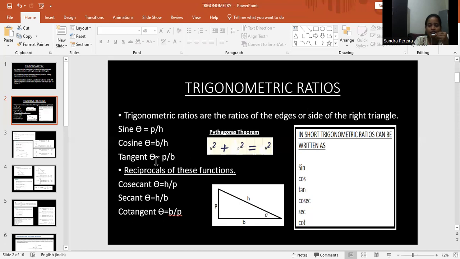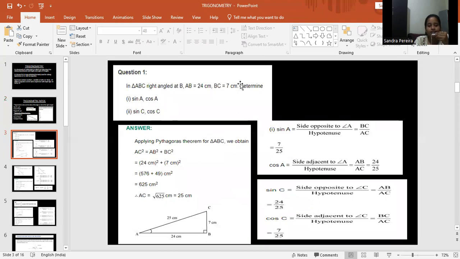Here are some given questions you can see. These questions are in triangle ABC. This is a right angle triangle at B. AB is 24 centimeters, BC is 7 centimeters. Now we have to find sin of angle A, cos of angle A, and sin of angle C and cos of angle C.